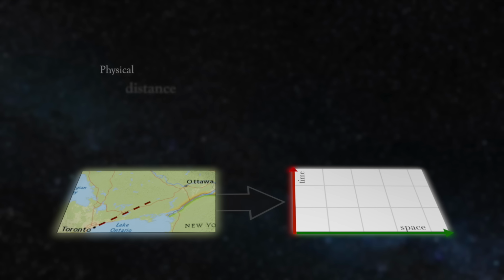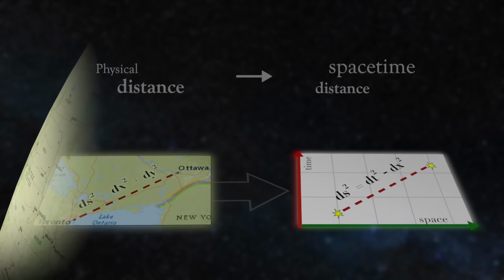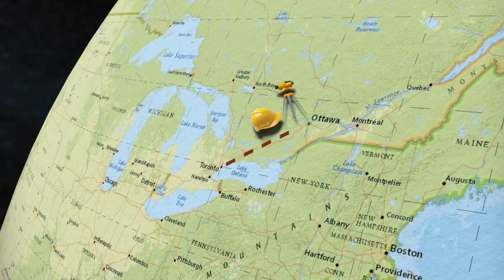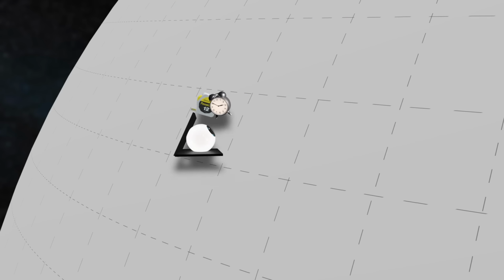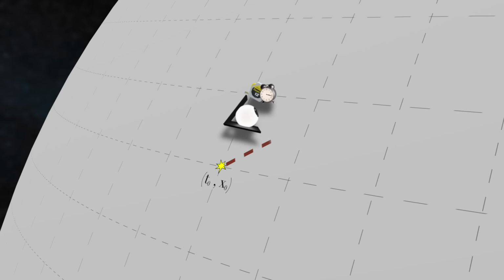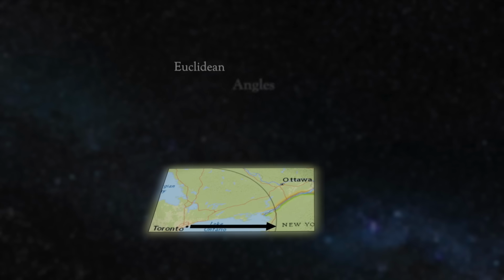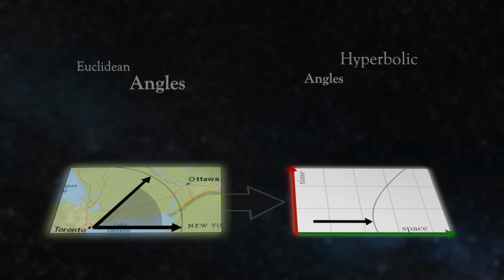Secondly, physical distance becomes space-time distance, meaning that our manifold invariant, instead of being defined by the distance a local surveyor would measure traveling between two geographic locations on the surface of the Earth, becomes defined by the space-time distance a local observer would measure traveling between two world events on the space-time manifold. Lastly, Euclidean angles in space become hyperbolic angles in space-time.